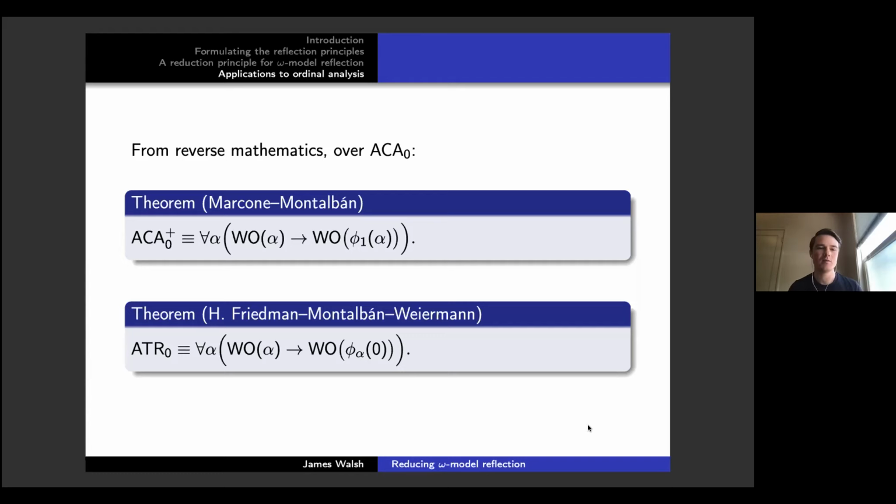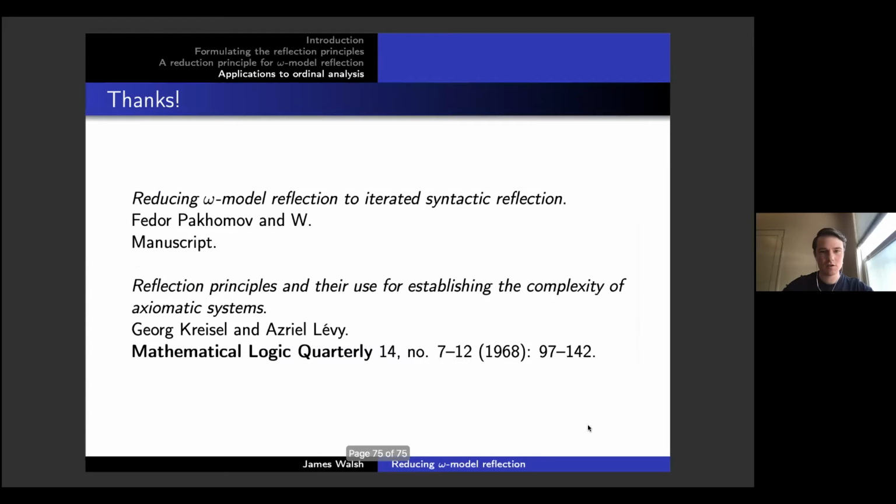And we also get a result from Harvey Friedman, Montalbán, and Weiermann, which is that ATR_0 is equivalent to the statement that for every alpha, if alpha is well-ordered, then so is phi sub alpha of 0. So now the alpha is going into the subscript. And those are the applications I wanted to talk about.